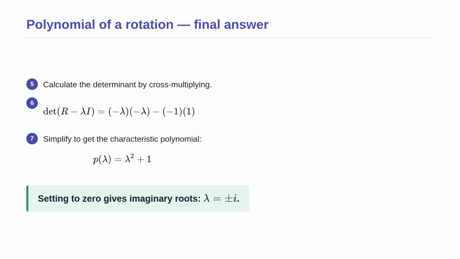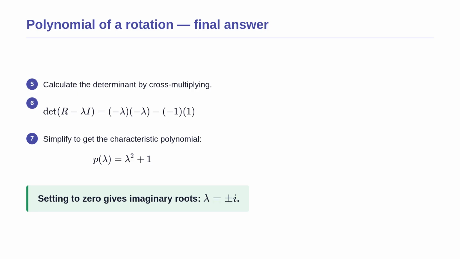Continuing with our rotation matrix, we now calculate the determinant by cross-multiplying. We multiply the diagonal elements together, giving lambda squared. Then we subtract the product of the off-diagonal elements, which is -1. The negative signs cancel out, giving us our characteristic polynomial, lambda squared plus 1.